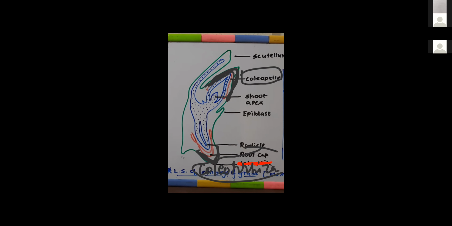The epicotyle has a shoot apex and leaf primordia. What is leaf primordia? The structure from which the leaf is going to develop, that initial cell mass, is called leaf primordia. So that cell mass is enclosed in a hollow foliar structure known as coleoptile.